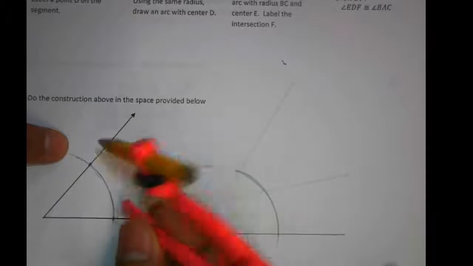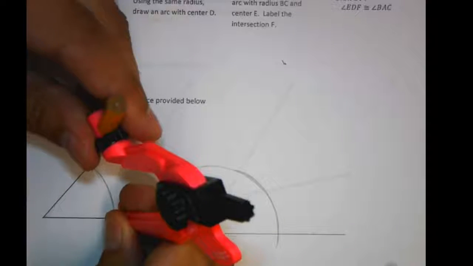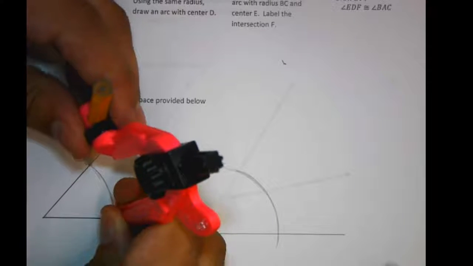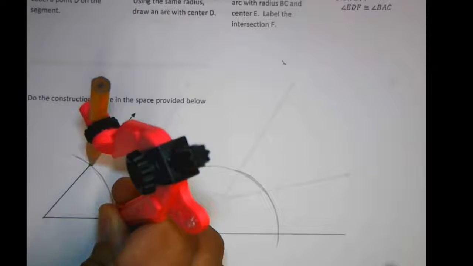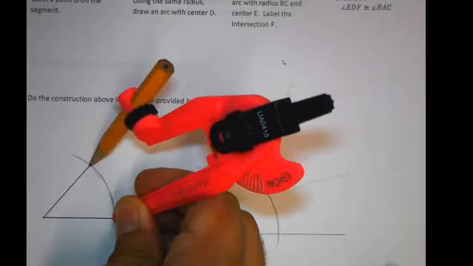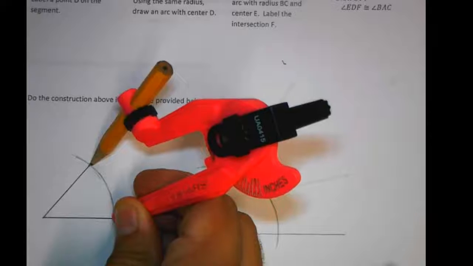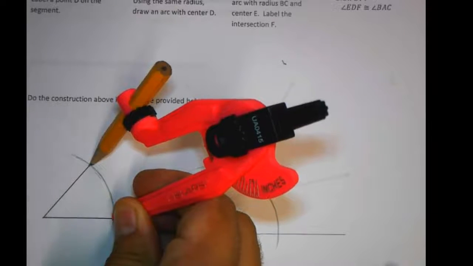I'm going to put my pointy point on one intersection and my pencil point on another intersection. You might have to change it, but that's fine. Is everyone measuring this right now? I want to see your compasses measuring that arc.